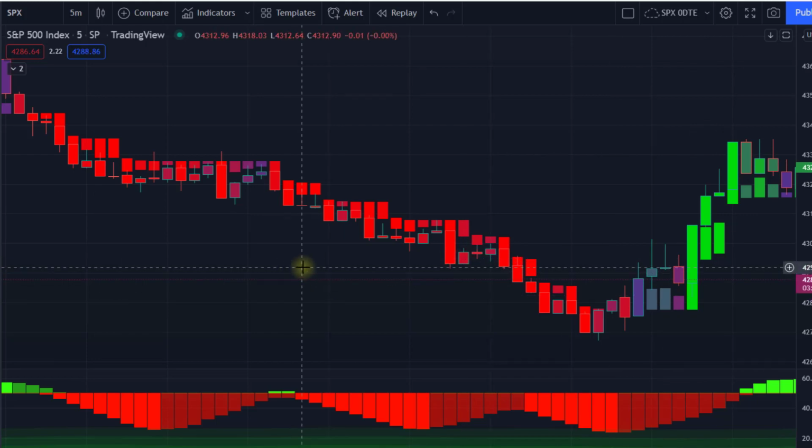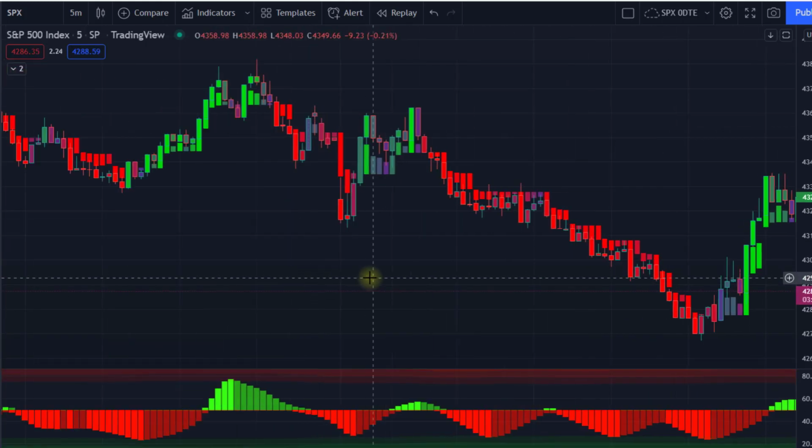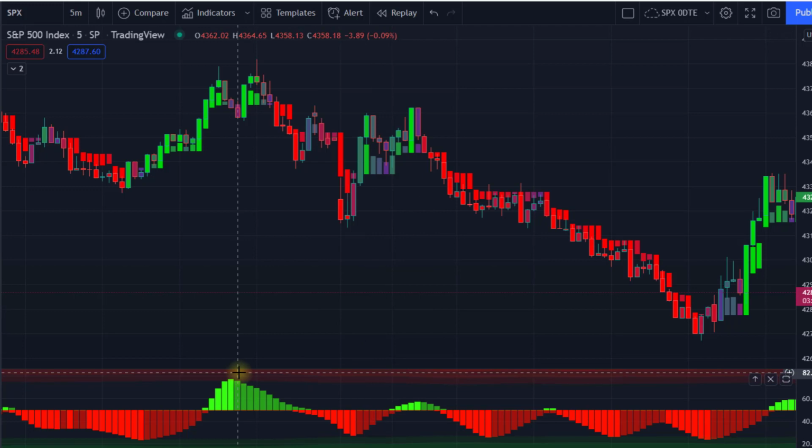So the next thing is the Lux Oscillator, which I have the default settings out of the box. And this really works like any other oscillator. I'm not going to say there's anything super duper special about it. The one thing that I will add that I think is cool, and there may be others that have this, is that it actually has these dynamic overbought and oversold.